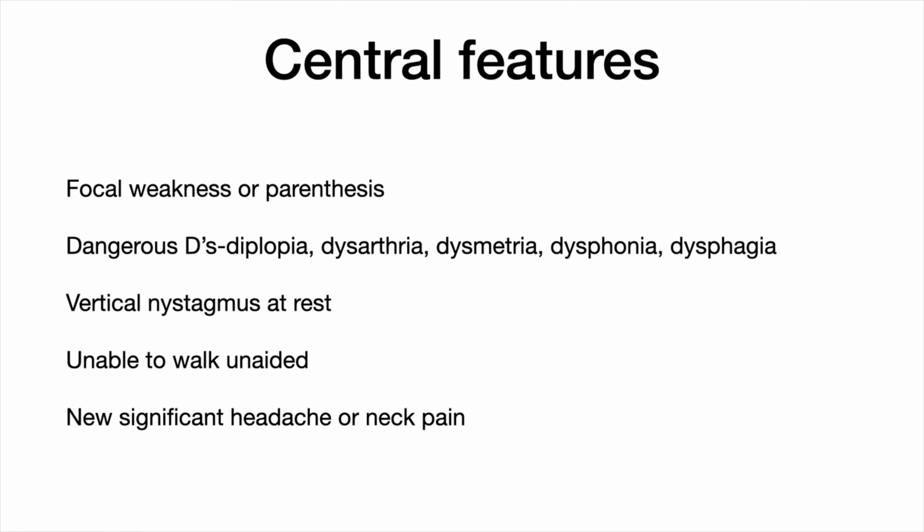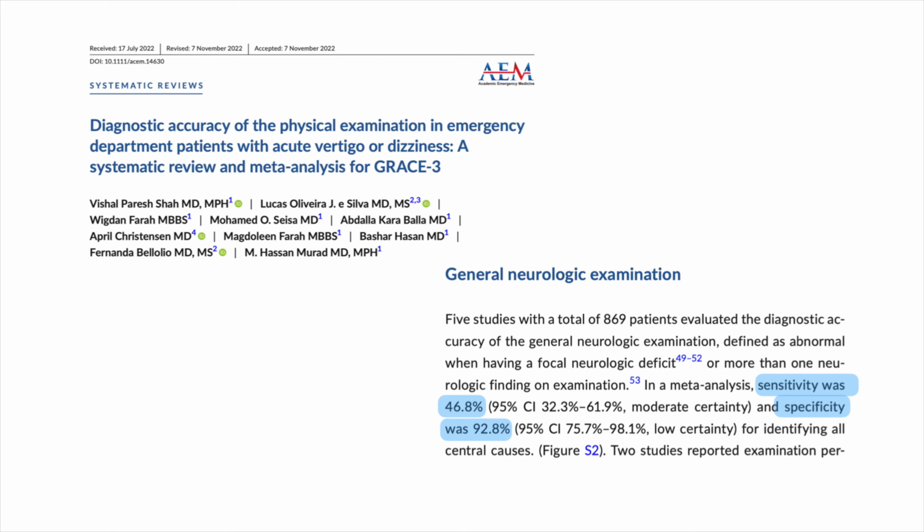And unfortunately, some dizzy strokes won't have any of these central features. Yes, it is true that these neurologic signs are not sensitive enough to rule out a dizzy stroke, as shown in this recent systematic review and meta-analysis about the diagnostic accuracy of the physical exam in vertigo. So you can't rely on these central features to identify all dizzy strokes. But the specificity is pretty high, 92%, which means that if you see any of these central features, you should be very concerned about a dizzy stroke.